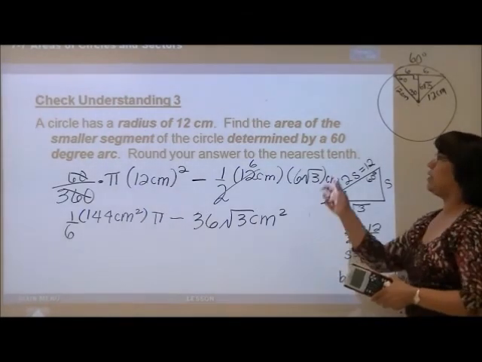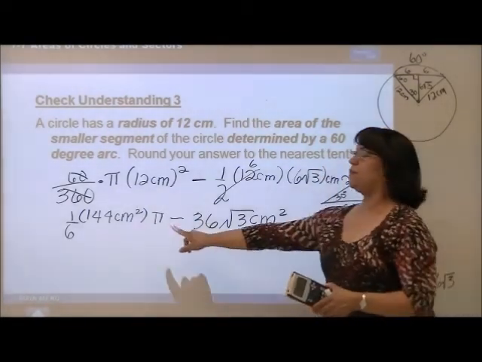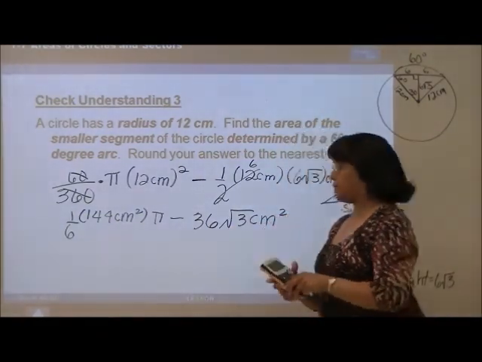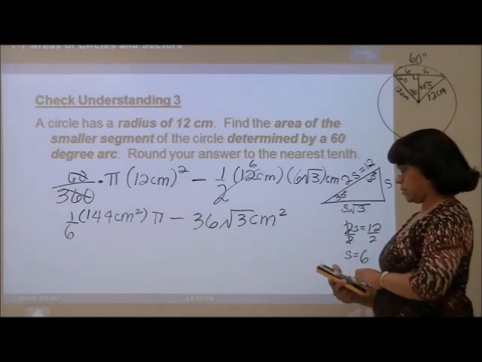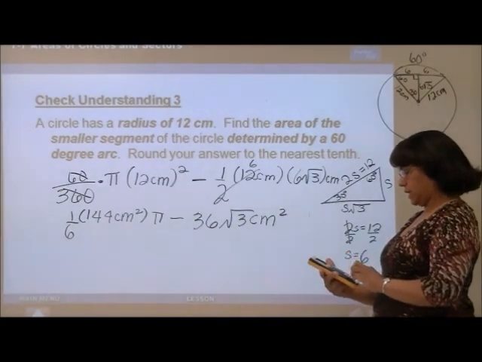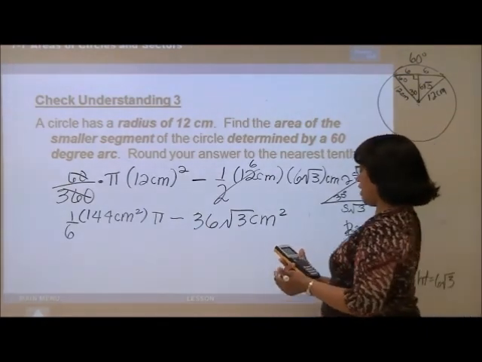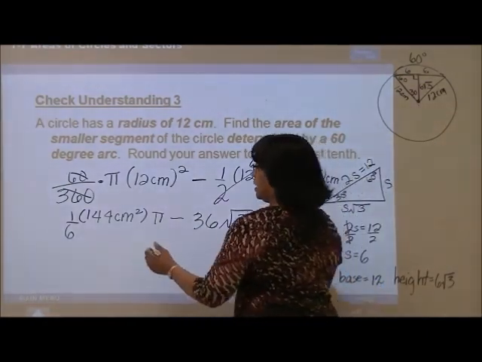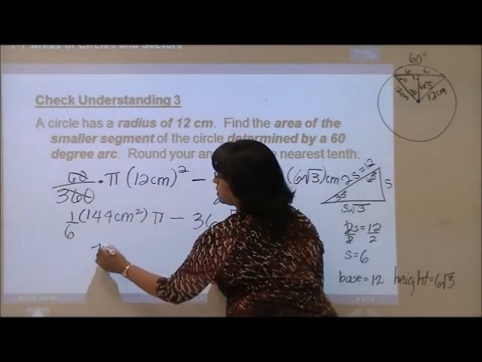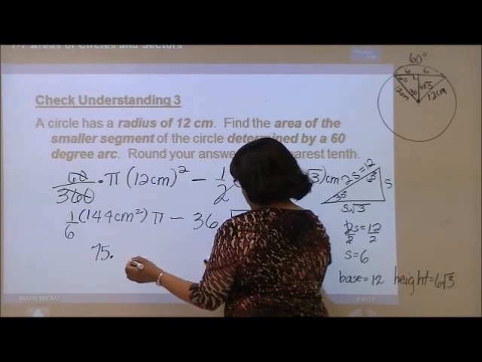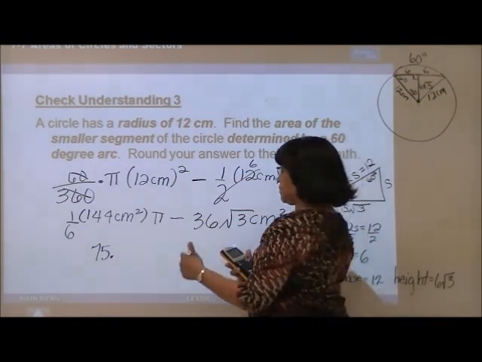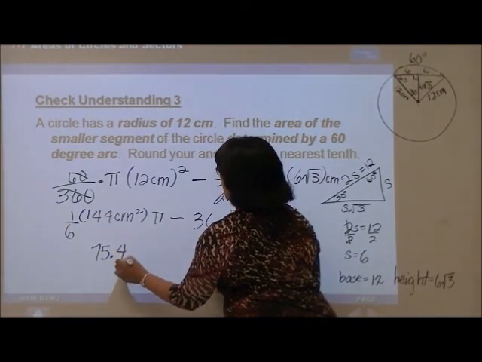Remember, our answer has to be rounded to the nearest tenth, so you do want to put pi in your calculator. So you're going to put 144 pi divided by 6. So 144 pi, hit enter, then divide by 6. And you have approximately 75.39. If you rounded that, you would have to go up, so let's just round that up to 75.4.